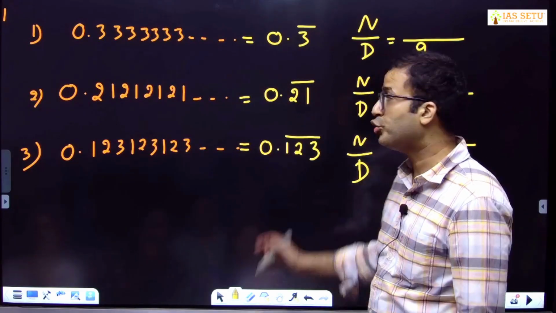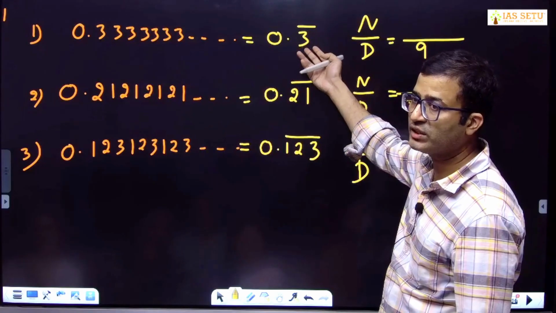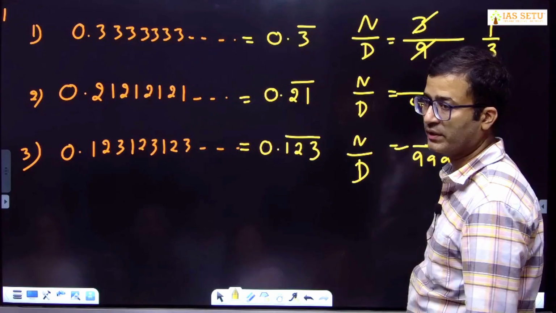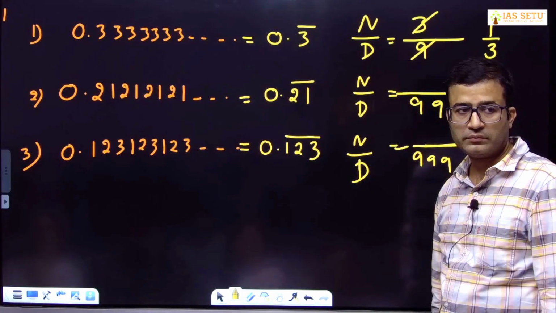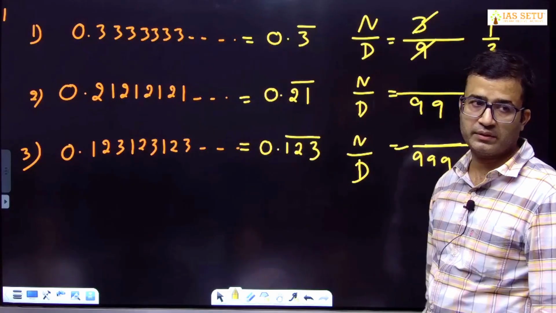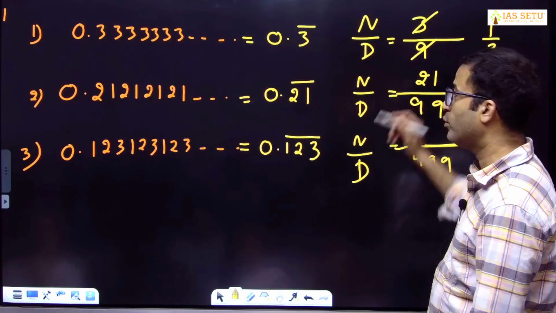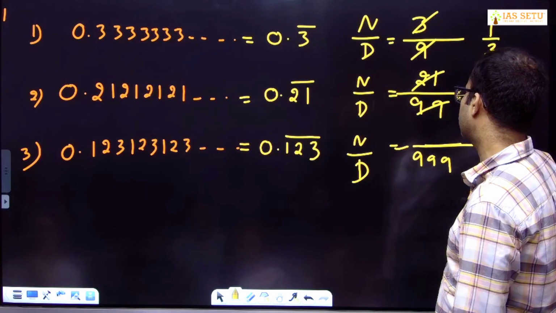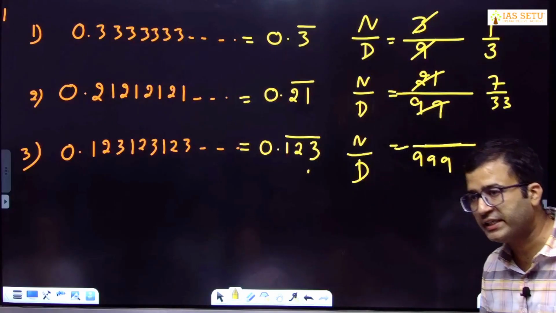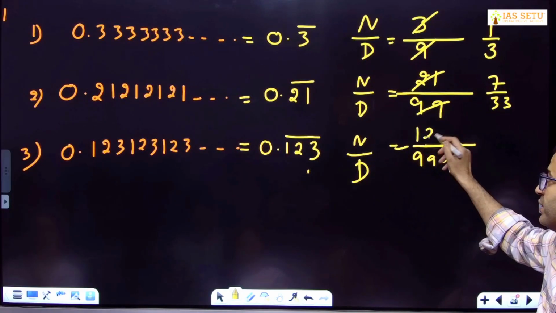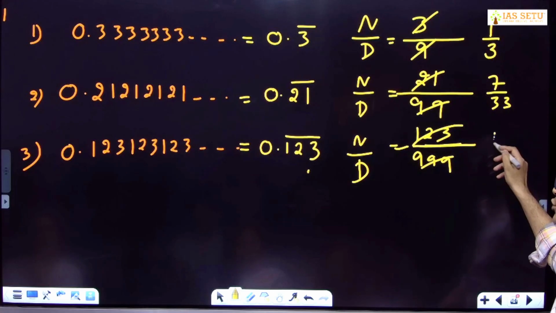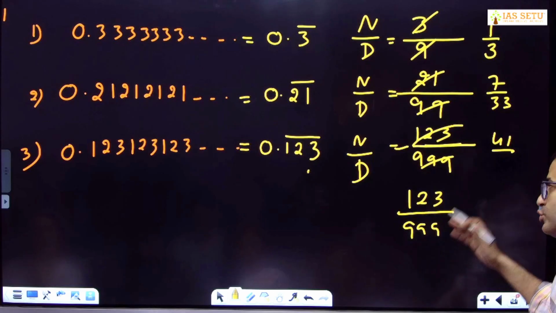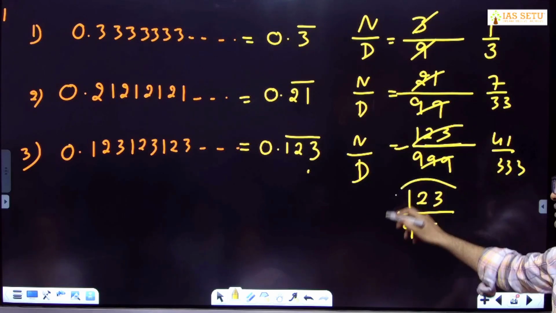Okay. Now the numerator, since these are easy questions, the number as it is. What is this? 3. Your answer is 3 by 9. Don't forget to simplify. Your answer is 1 by 3. Second example. This is 21 upon 99. So here simplify, 7 upon 33. Third example, there are 3 digits under the bar, so 999, number as it is, numerator 123, simplify if you can. Otherwise my concern is if you got the answer 123 upon 999, I'm happy. Those who can simplify, do it, otherwise this is the concept.